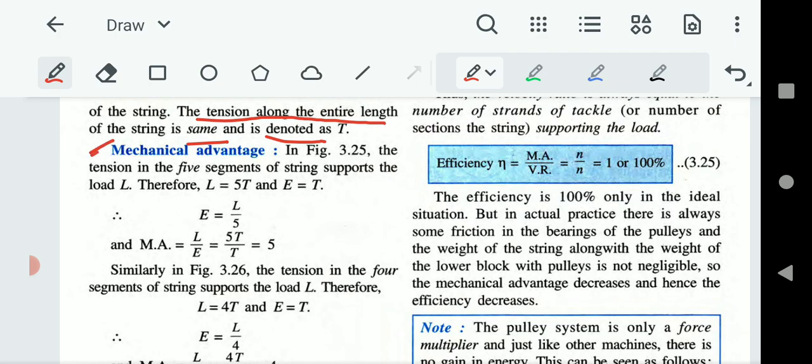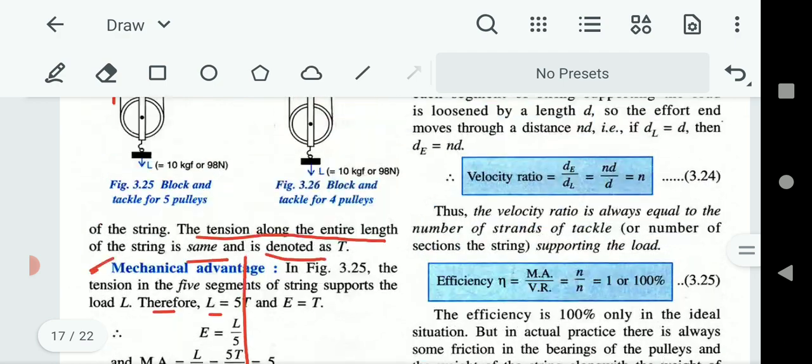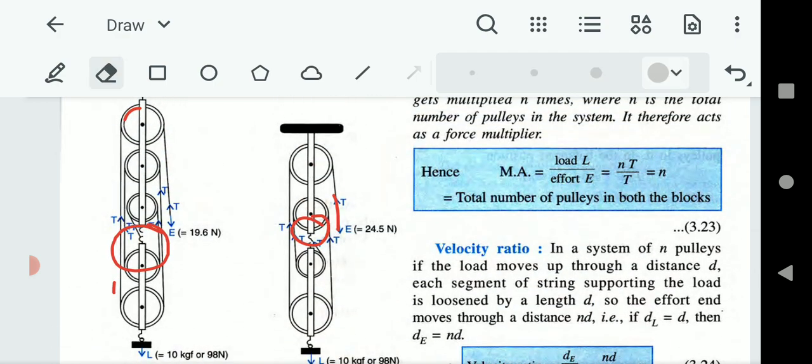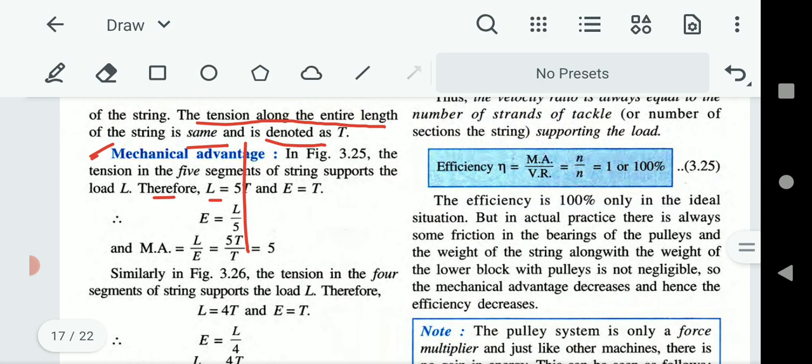The tension of 5 segments of string supports the load, therefore L equals 5T. In this figure 3.25, there are 5 pulleys. Let me count. From the load side, this is 1, this one is 2, this is 3, this one is 4 and 5, and this one is for effort. This tensional force is for effort. So on the side of the load, there are 5T.